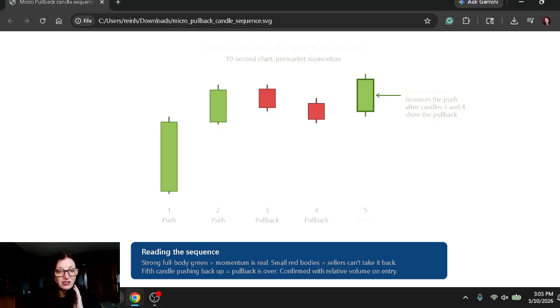But the candle alone is not the entry. You have to also look at volume. However, that's another video, and we're not going to talk about that today. But volume plus price action will give you a lot of information.